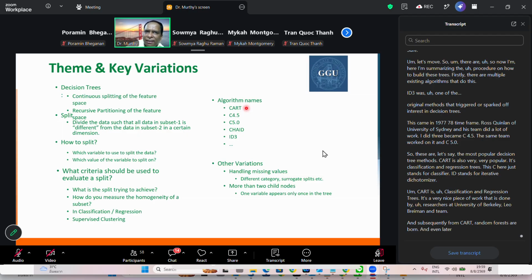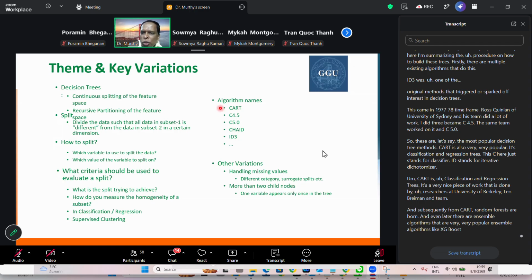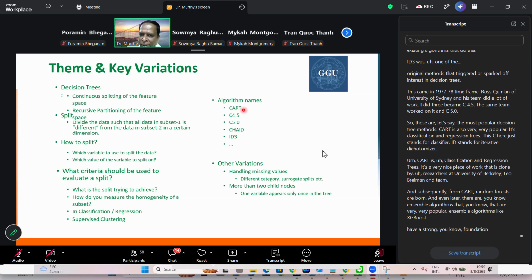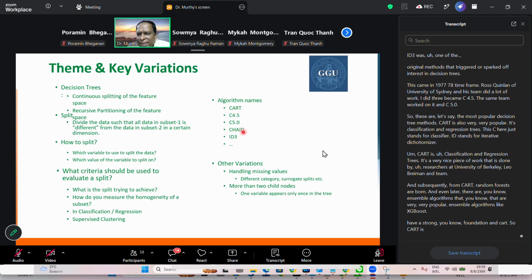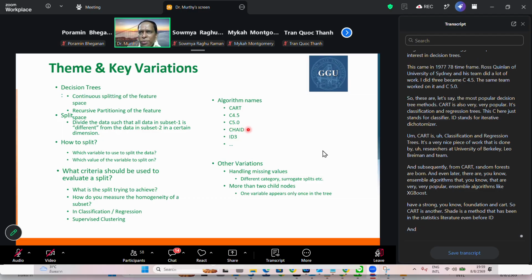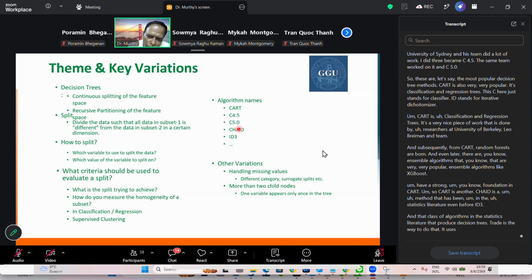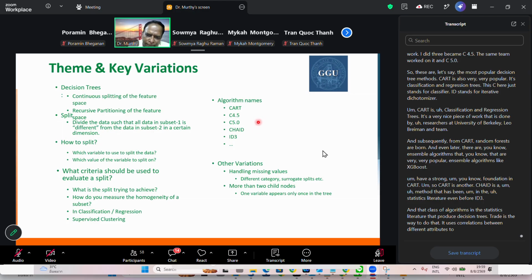Even later, there are ensemble algorithms that are very, very popular. Ensemble algorithms like XGBoost have a strong foundation in CART. CHAID is a method that has been in the statistics literature even before ID3, a class of algorithms in the statistics literature that produce decision trees. CHAID is the way to do that. It uses correlations between different attributes to build the tree.